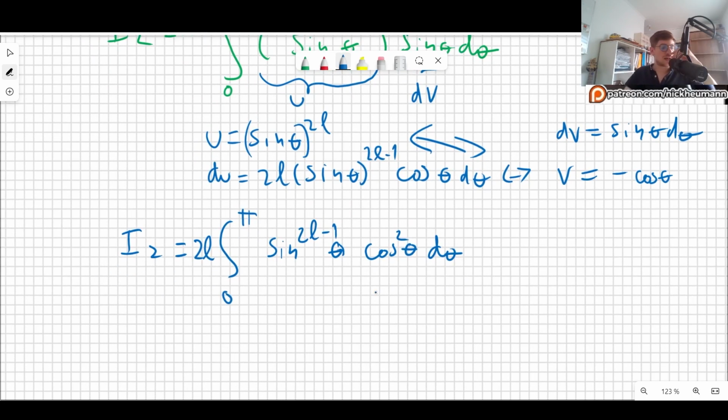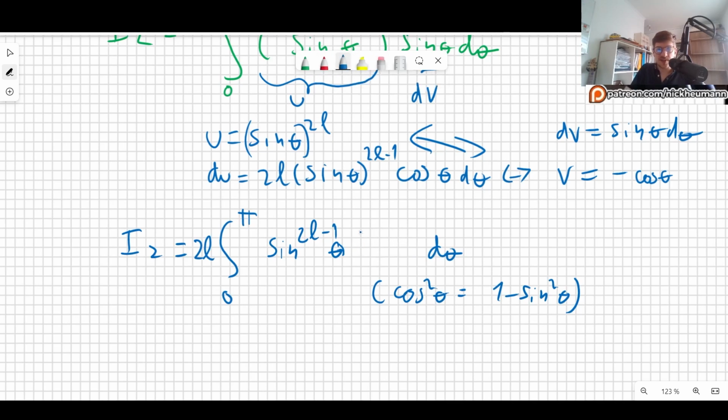So it may not look like progress, but in fact we know that cosine squared of theta is simply 1 minus sine squared of theta. So plugging that in, we get 1 minus sine squared theta. Now we can multiply. We get 2L times the integral from 0 to pi of sine of theta to the 2L minus 1, d theta. So that is the first part, with a 1.